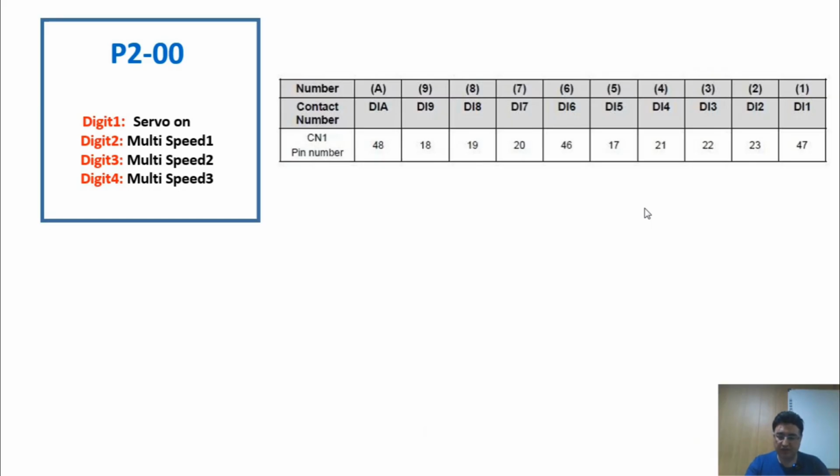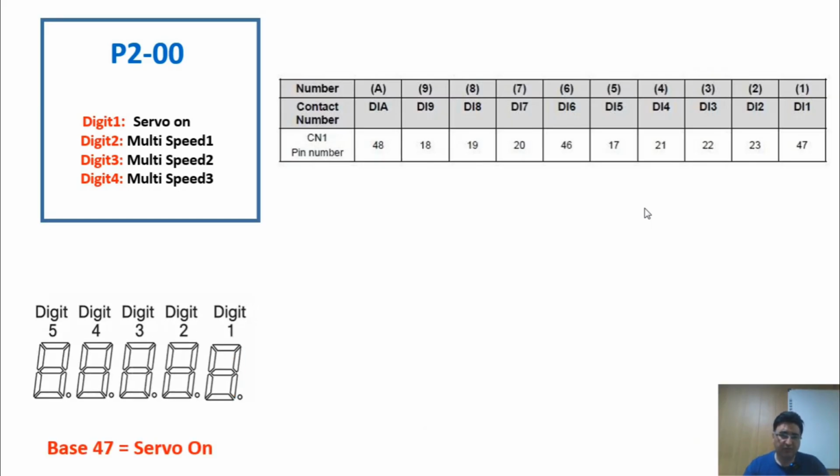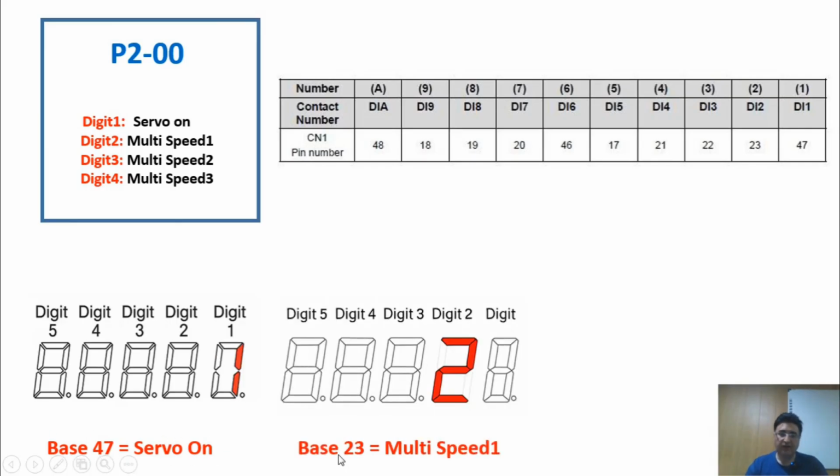Now, let's carefully go through a few illustrative examples together. Here, for instance, we've gone into parameter P220 and set its first digit to 1. The first digit relates to the servon, and according to the table, 1 corresponds to terminal 47, so in effect, we've assigned input 47 to the servon.